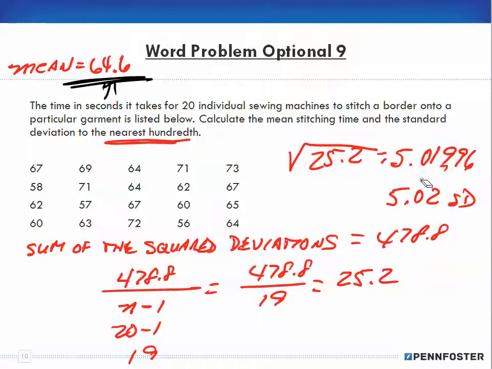So that's how you go about doing this. Just to reiterate from where you paused the video, you found the sum of the squared deviations is 478.8. Then you're going to divide that by the number of data points minus 1. And by the way, the n minus 1 is referring to what's called a sample.